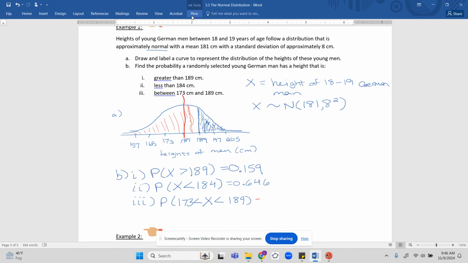Oh, let me use blue. And that's the end of that problem. The next one is going to be a bit more challenging, but we'll keep practicing these skills.